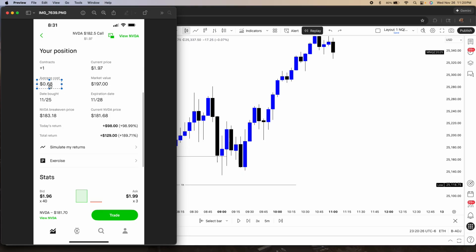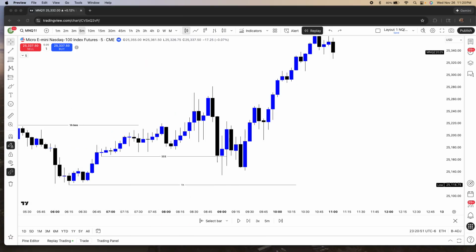So 0.68 ends up being $68 because you buy 100 shares of whatever stock per contract. So one contract equals 100 shares. 100 shares at 68 cents a piece is $68. So I ended up selling it for $1.97 per share, which gave me a profit of $129.